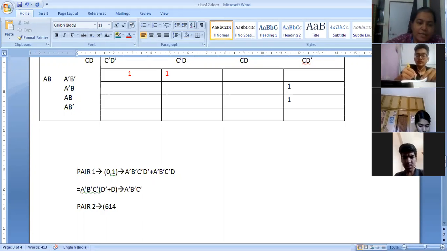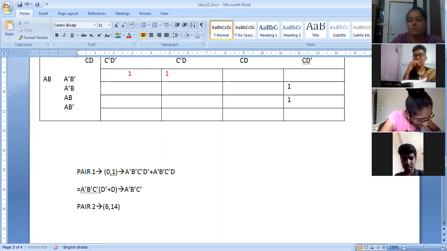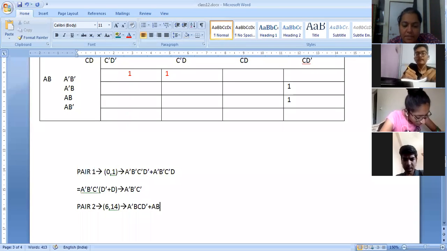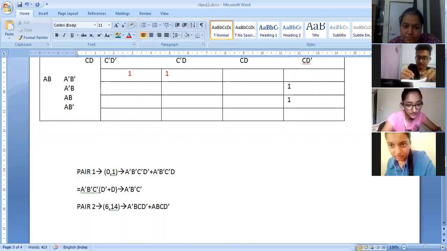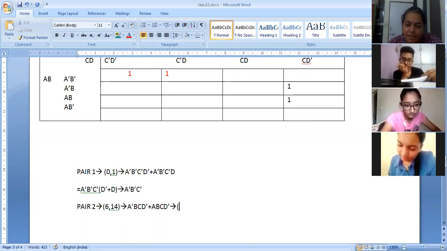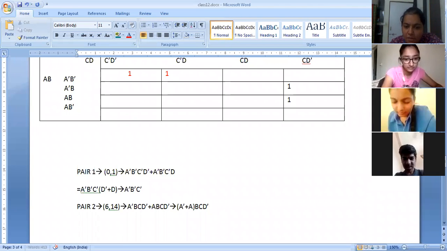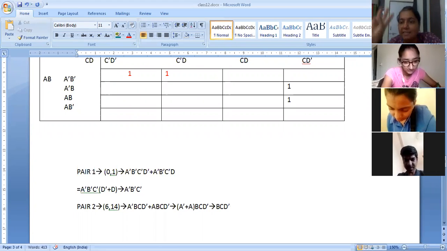First we needed the place value. You are all taking only a part, not allowed. The answer will be A bar B C D bar plus A B C D bar. So what is common? BCD bar. So what will remain in the bracket? A bar plus A. A bar plus A is 1. So what is the answer? BCD bar. Do you realize that here also the answer is in three variables?